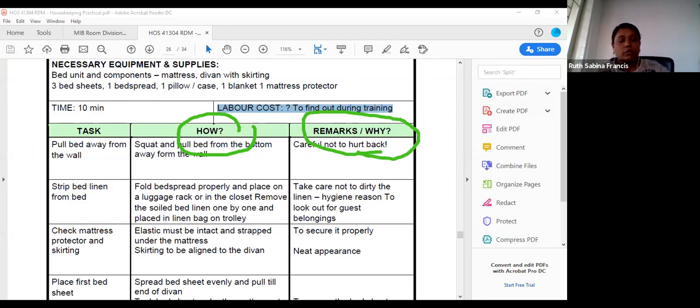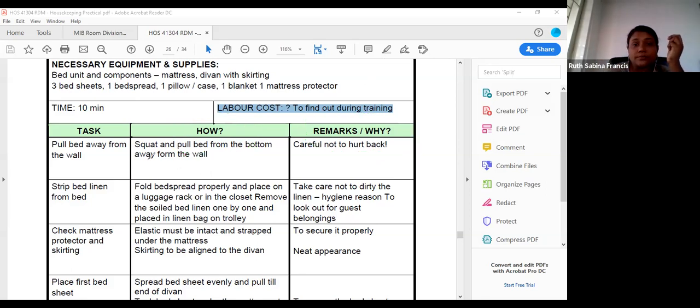All right. So first of all, your bed making. You will first strip the bed away from the wall, and then you strip the bed linen, all the soiled linen, and then you will set your place ready. So all that is your basic task, right? You will have to explain why you need to do all those things. Squat and pull the bed. Why? Careful not to hurt your back, right?